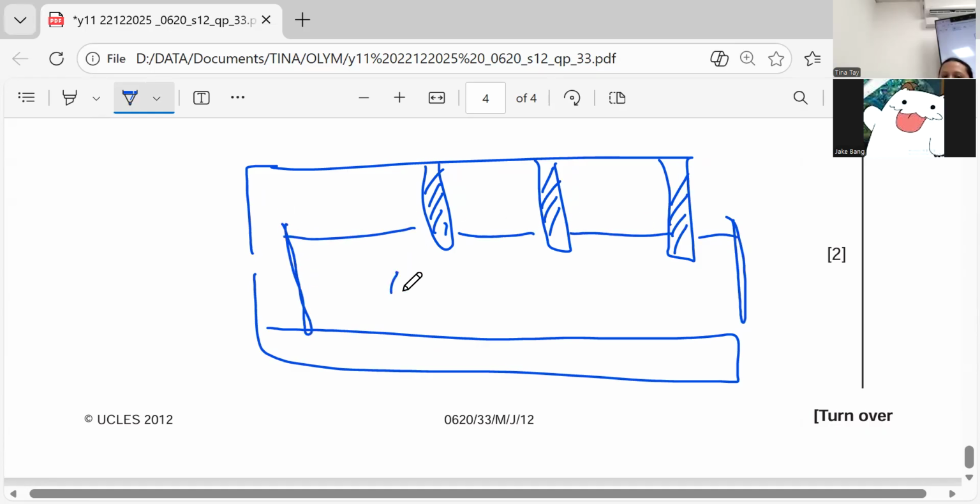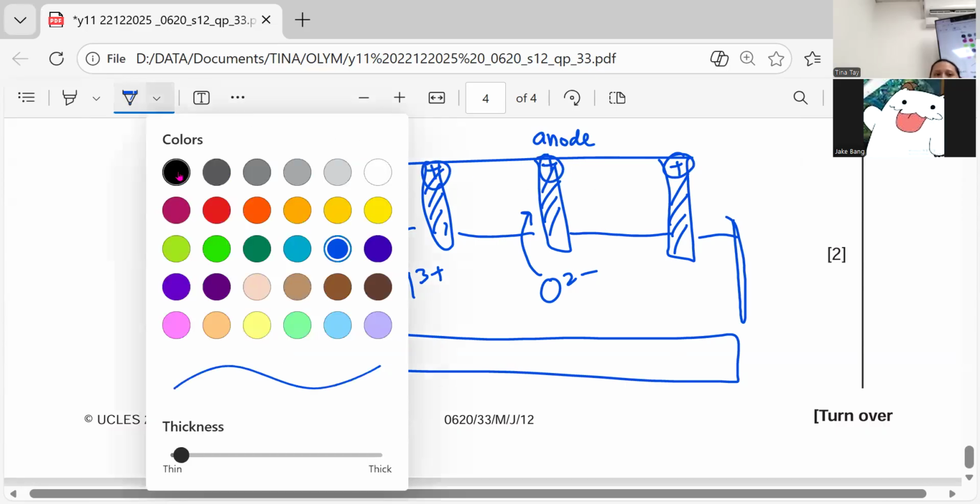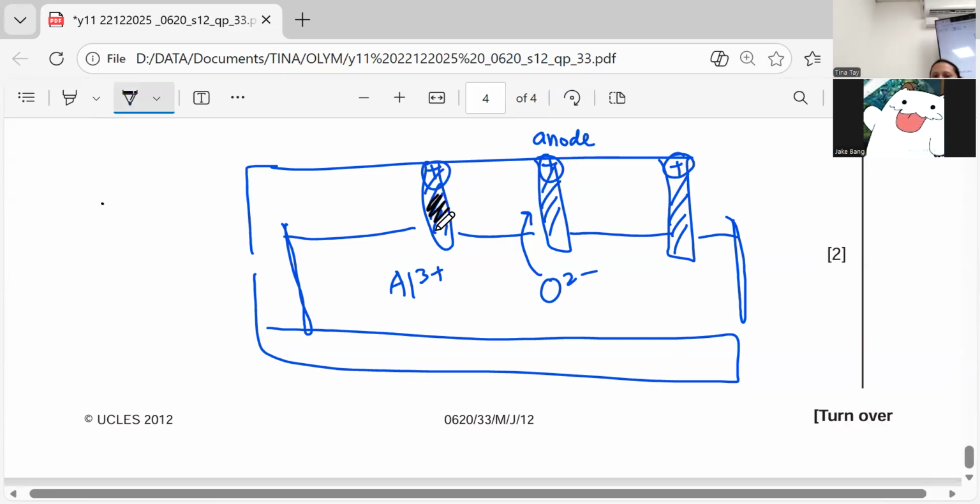Here is aluminium oxide, dissolved in molten cryolite. Oxygen will go up or down? Up. So because it's up, is it anode or cathode? Okay, all the positive here is anode. What is it made of? Graphite. Graphite is basically carbon, right?